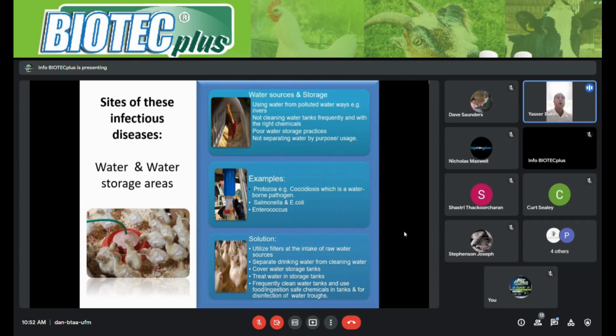And then you have poor water storage practices, not separating water by purpose and usage. Guys, let's think about this. What are we going to use the water for? Are we going to use the water to do cleaning? Are we going to use the water to feed or hydrate our animals? Or are we going to use the water to apply onto the animals? Because we live in a tropical equatorial area, animals need to be cool.